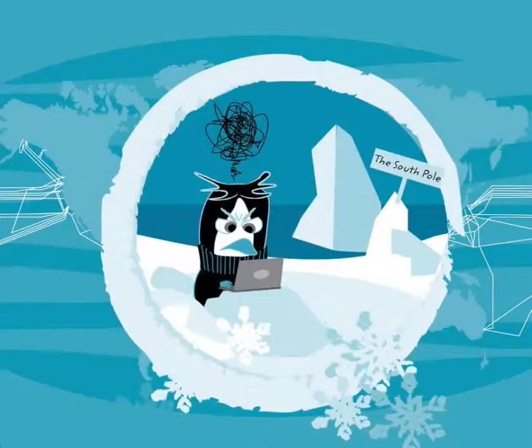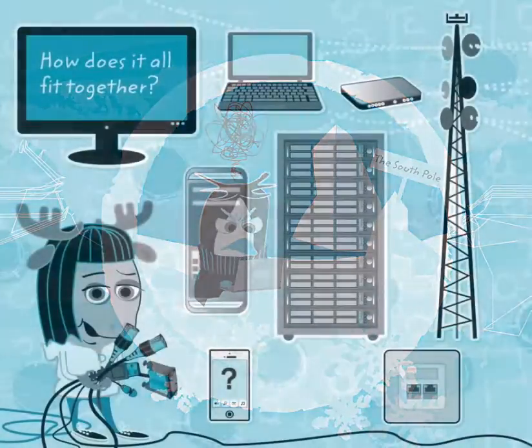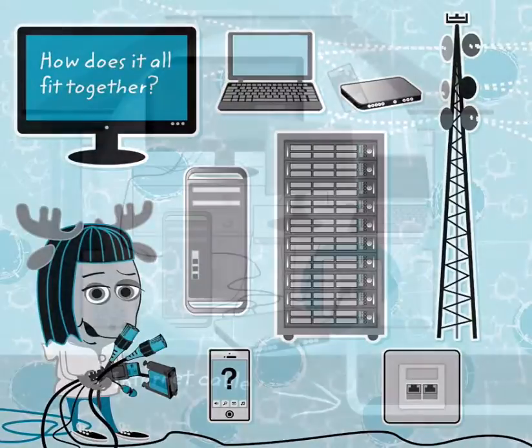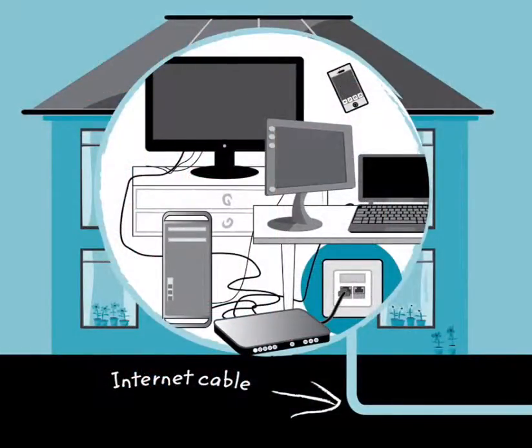Except in some remote places. For example, the South Pole. Okay, but how does it all fit together? At home you might have a small network without wires, but it is still connected to the internet by a cable. An internet cable.